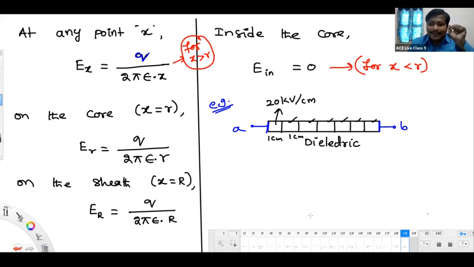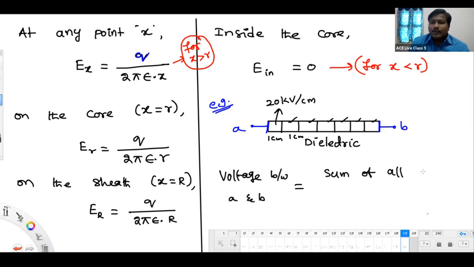Voltage between A and B, na? Summation of electric field intensities is nothing but voltage between A and B. All of you getting it? Voltage between A and B is nothing but the sum of all electric field intensities between A and B.